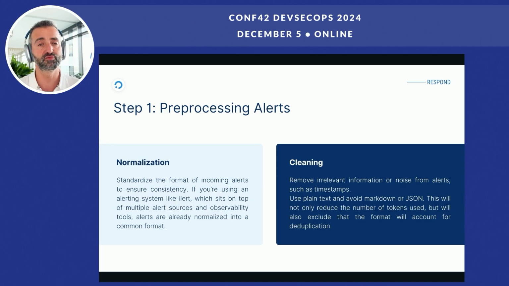Or we're also going to remove any syntactical elements. For example, if alerts are represented in JSON, we're going to remove all of the JSON elements and reduce the alert to essentially plain text. This will not only reduce costs or reduce tokens, which are the primary cost driver when using and developing LLM apps, but it will, again, just remove everything that you wouldn't consider for deduplication.